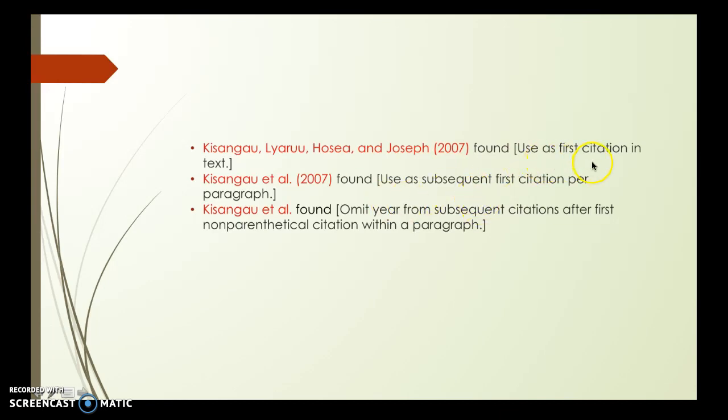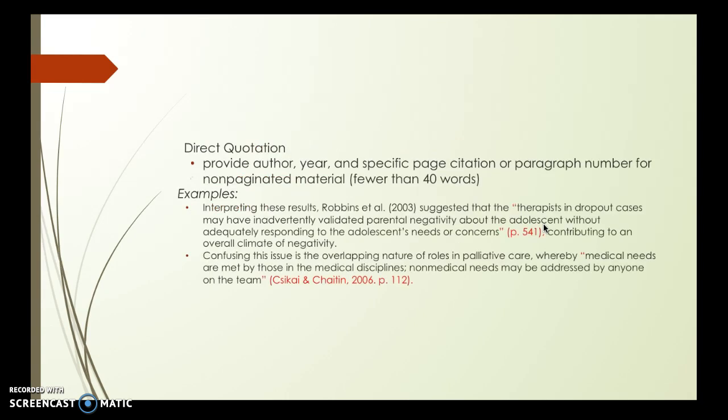When used as the first citation in text, I highlight this part, you can see. For three authors, the year, the second one, the subsequent first citation per paragraph, you use et al. This one omits the year from subsequent citations after the first non-parenthetical citation within a paragraph. Then it's direct quotation. For a direct quotation of fewer than 40 words, you need to provide author, year, and specific page citation or paragraph number for non-paginated material. Here's an example.